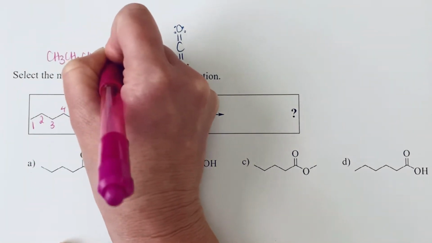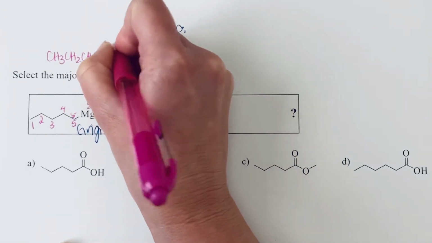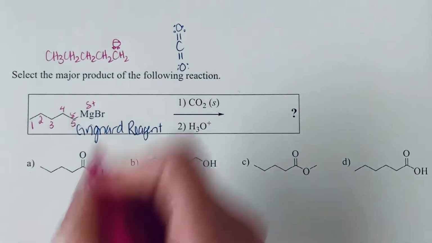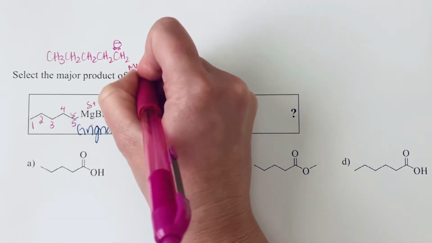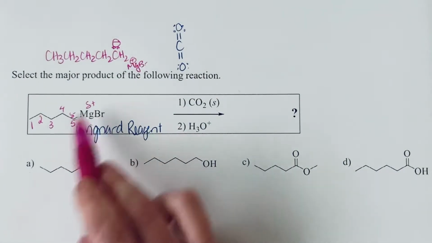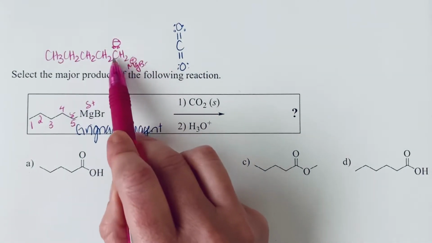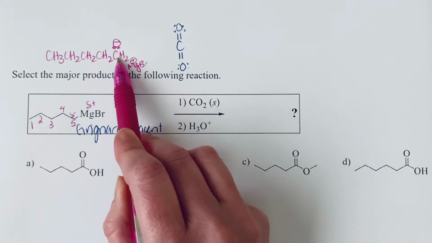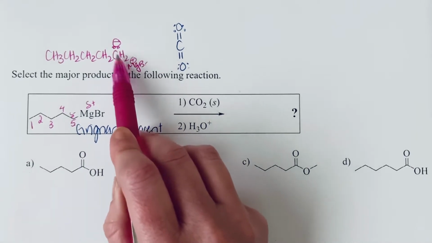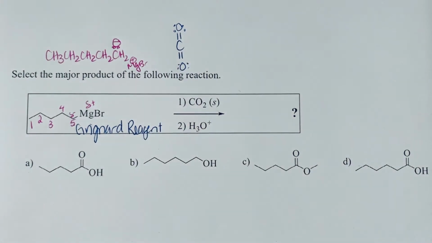So I'm going to draw 5 carbon atoms. And so this last one is where I'm going to represent it as an anion with the magnesium bromide as the counter ion. So in truth, this is a very, very polar covalent bond, but drawing it this way allows us to see very clearly that this is the carbon atom that is nucleophilic. And so that is the carbon that's going to attack our electrophilic carbon of the carbon dioxide.